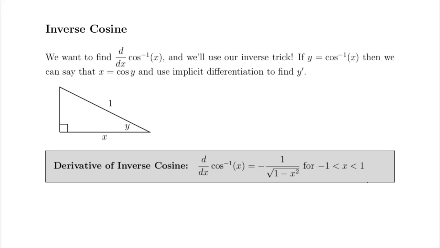All right, so here we go. I shouldn't say cofunction identities. I should just say cofunctions. There we go. The derivative of inverse cosine is -1 over the square root of 1 minus x squared. Again, between -1 and 1. Cool.